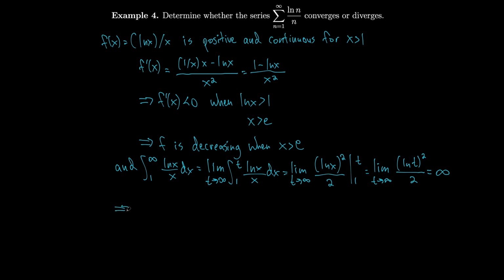So since our integral diverges and everything meets the criteria for our integral test, we have that the sum of ln n over n diverges by the integral test.